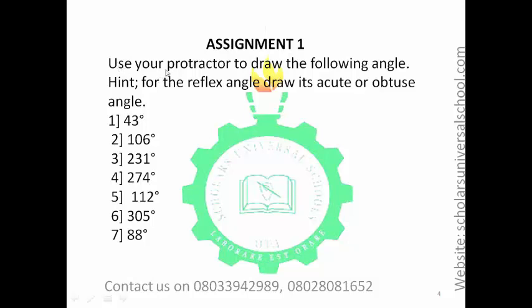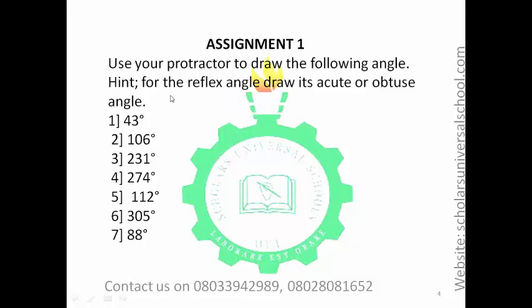Here, you will use your protractor to measure out all these angles given to you. Because on your protractor, we have angle range from what? 0 to 180. And on the other side, again, we have 0 to 180. So draw as much as possible. Use your protractor to construct all these angles.